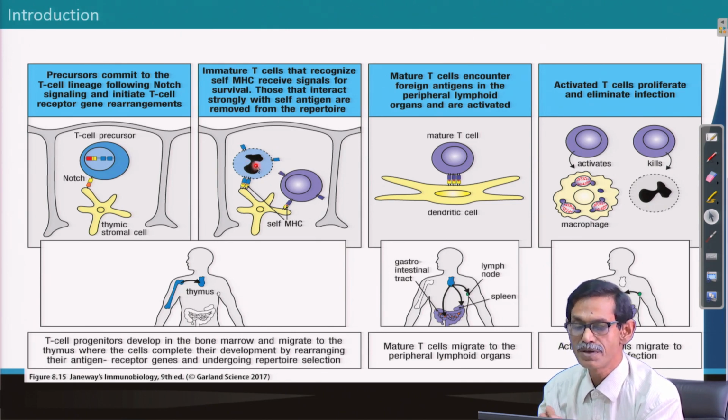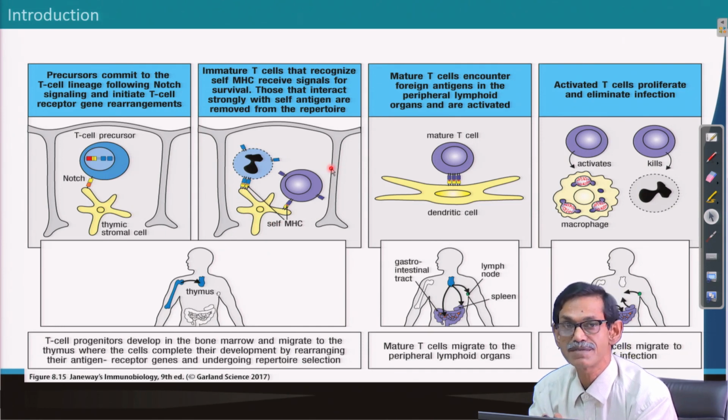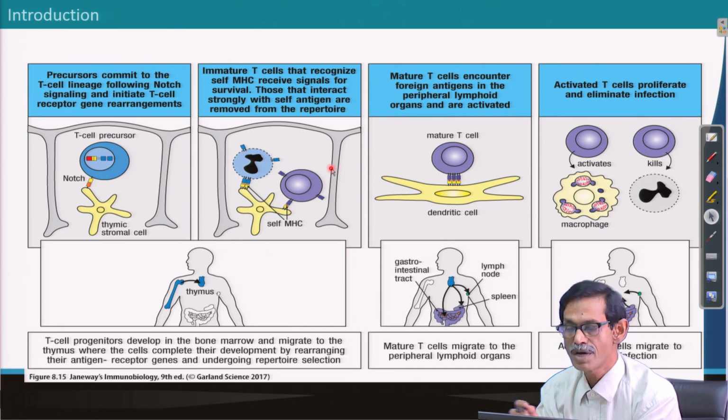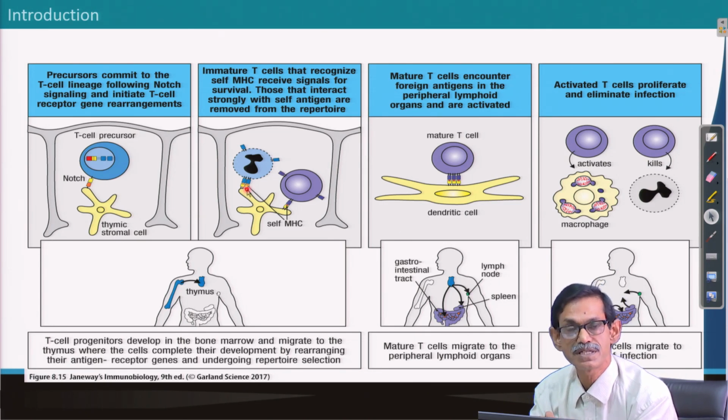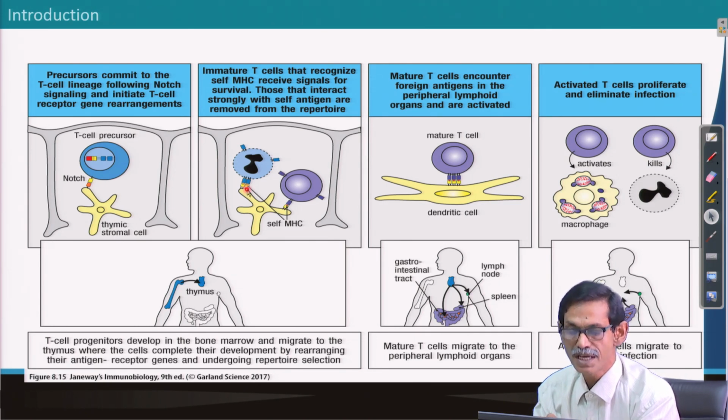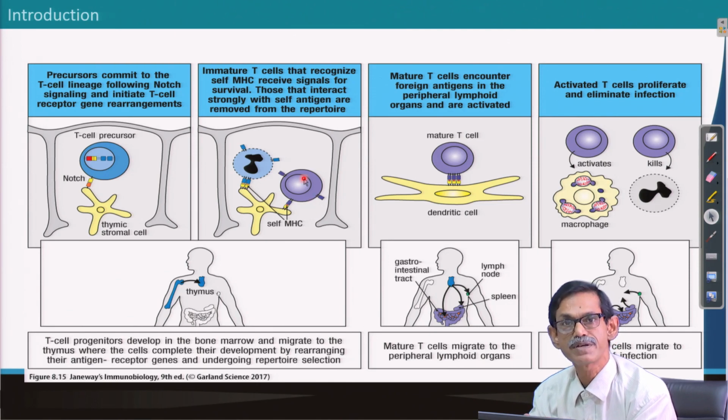So, in this panel we are showing both positive and negative selection. We will see it in much more detail. Mature T cells, when they pass both positive and negative selection, leave the thymus. So first bone marrow to thymus, and in the thymus they develop. After development, when they finally pass all the tests, they go to peripheral blood.